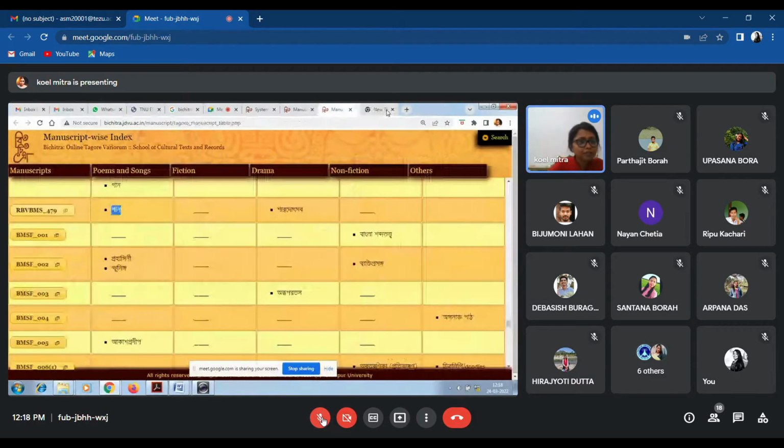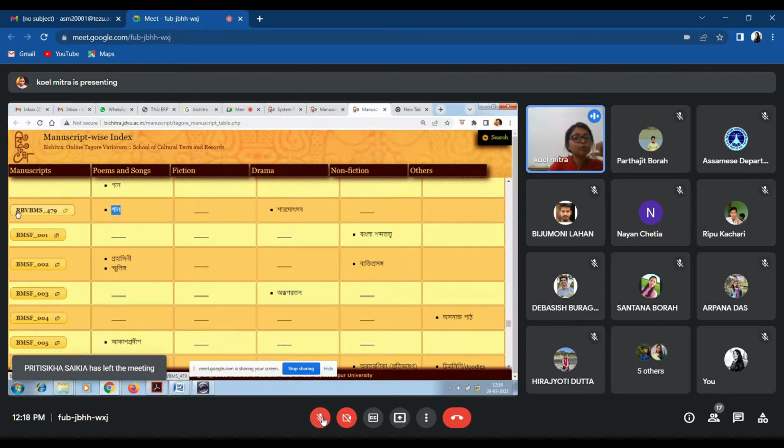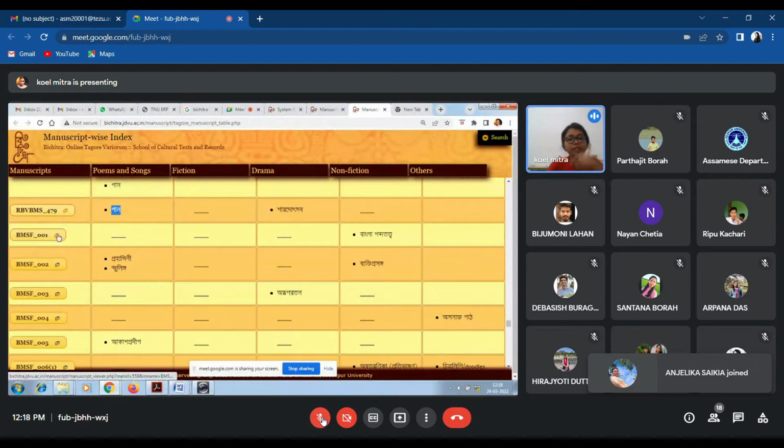Likewise, we have till 479. This is the central repository from Rabindra Bhavan Vishwabharati manuscript. That is how the index has been made. Rabindra Bhavan Vishwabharati manuscript RBVBMS 479. Then BMSF is coming to only the Bangla bit.